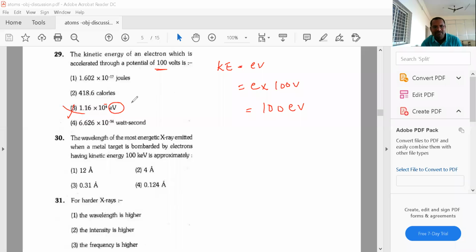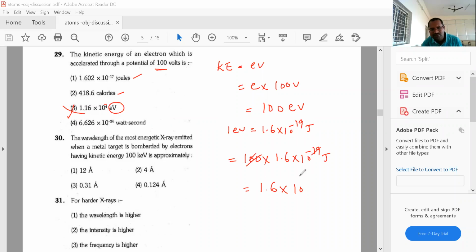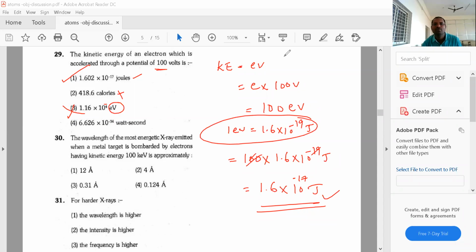We know 1 electron volt is equal to 1.6 into 10 to the power of minus 19 joules. Substitute here: 100 into 1.6 into 10 to the power of minus 19 joules. The two zeros cancel with the power, so it becomes 1.6 into 10 to the power of minus 17 joules. Option 1 is the right answer. An easy question. You need to have an idea of this conversion factor. Next, question number 30.